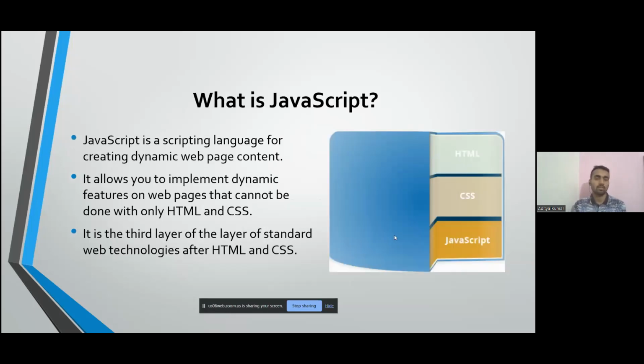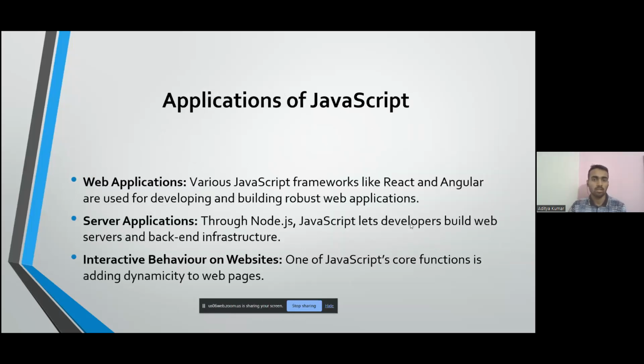It is basically a scripting language which is used for creating dynamic content on a web page. So basically it is used to implement dynamic features on a web page, which cannot be done using HTML and CSS. Applications of JavaScript would be, so first is web applications.